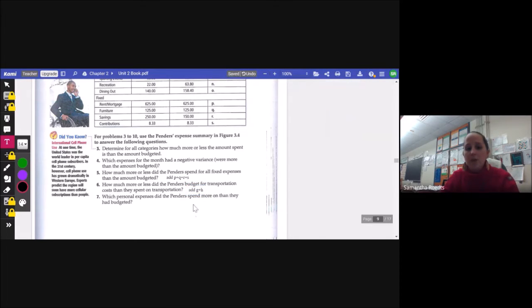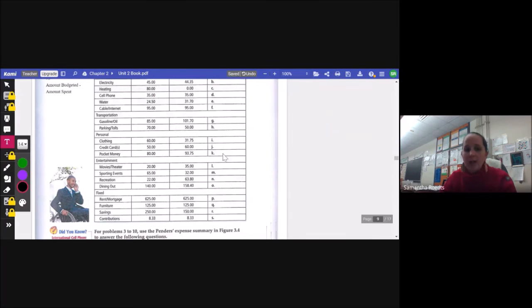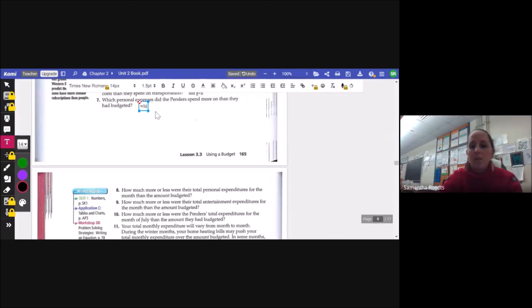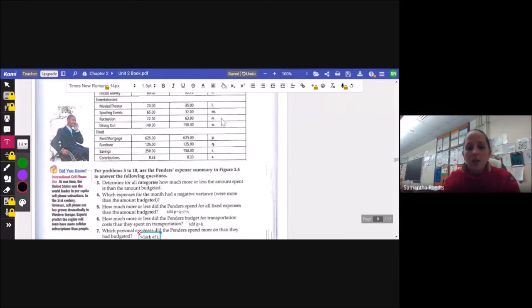For 7, which personal expenses did the Penders spend more on than they had budgeted? I'm going to go through the personal expenses. Which ones did they spend more on? Which ones were negative? Was personal I, J, or K negative?